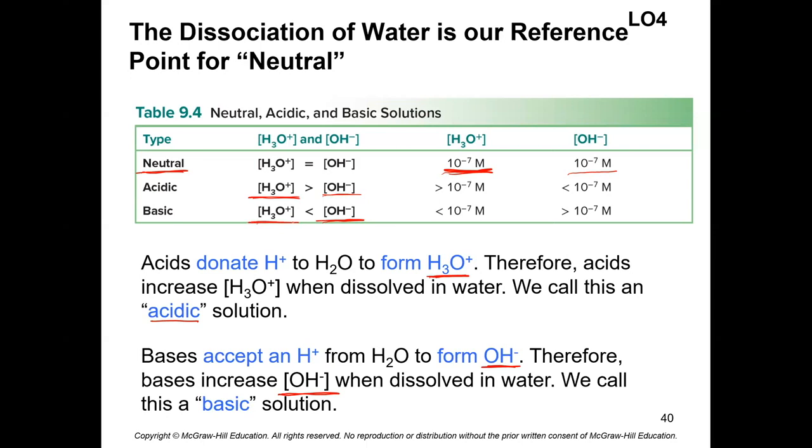So it's a bit of a teeter-totter type of situation where if you increase H3O plus, that will decrease your OH minuses. Okay. So again, it's characterized if you have more H3O plus than OH minus, that's acidic. If you have more OH minus than H3O plus, then you're basic.